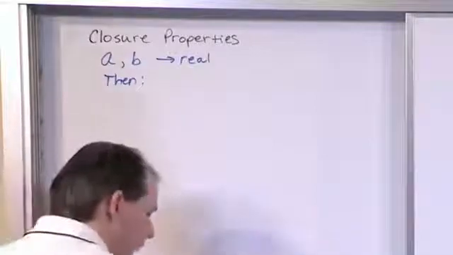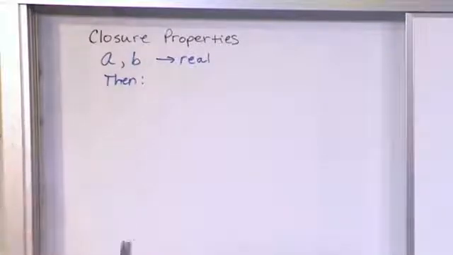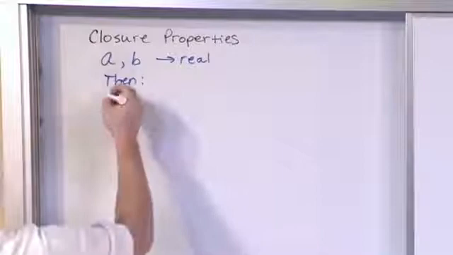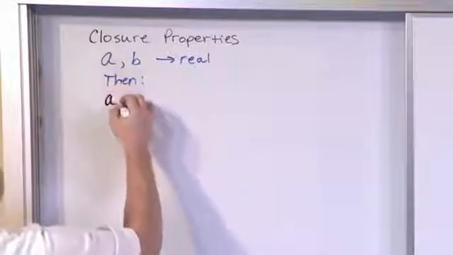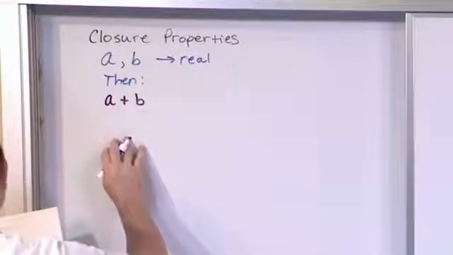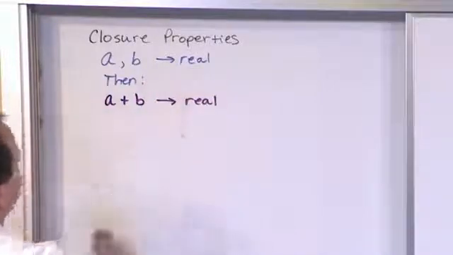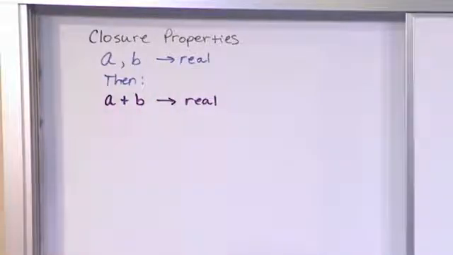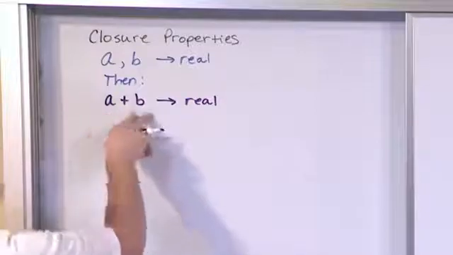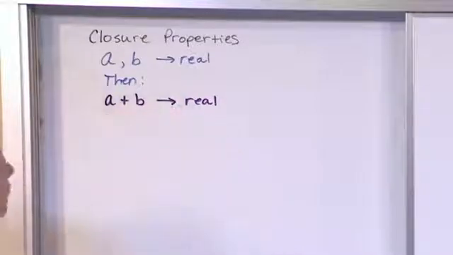And let me switch colors just to kind of break it up a little bit. Then, A plus B, so if you take the number A and add it to the number B, what do you get? A real number, right? So this is a property. This is one of the properties called a closure property. All it means is if you have two numbers that are real and you add them together, the answer you get is also going to be real.